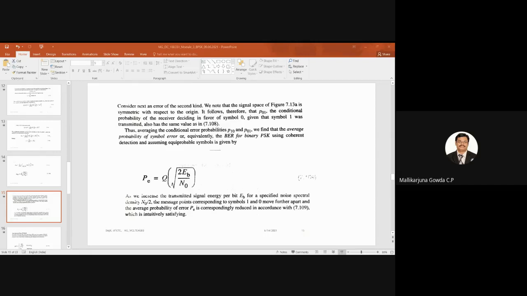So what I said is, with respect to that error, the symbols 1 and 0 will be occurring with equal probability. So by averaging the conditional error probabilities, that is P10 and P01, we can find the average probability of symbol error. This average probability of symbol error is also known as bit error rate, BER.